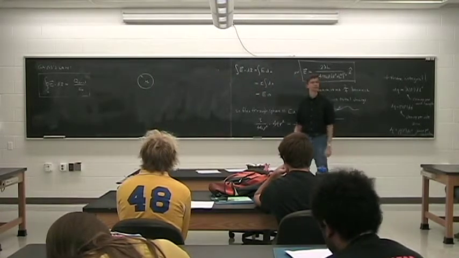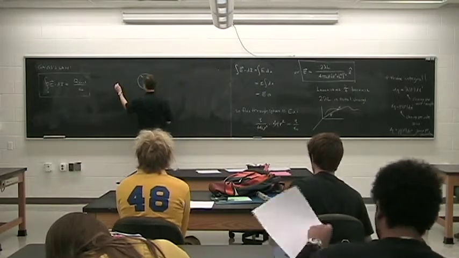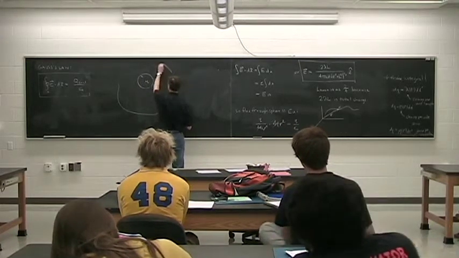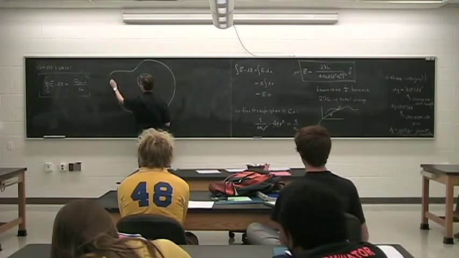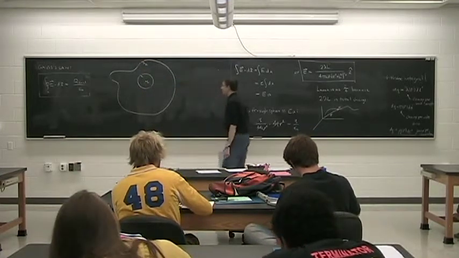Anyway, so we've got our point charge Q, and we'll put some sphere that we'll call S1, surface 1, surrounding our point charge Q. And then we'll draw some other arbitrarily shaped surface, S2, also surrounding our point charge.